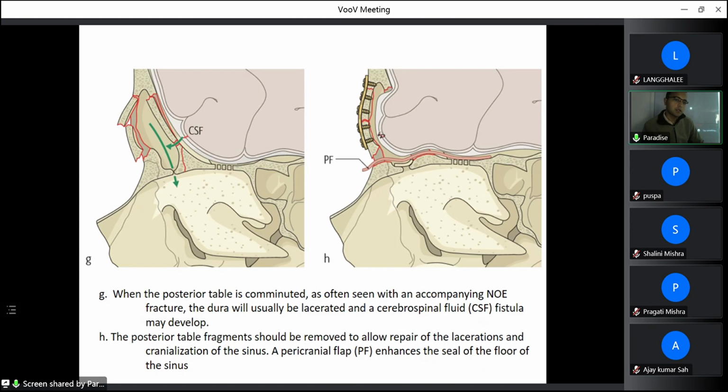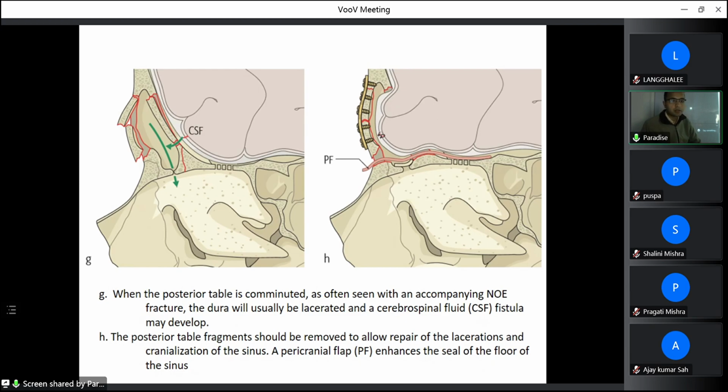The dura mater is adhered to the posterior table, so your dura mater will also tear. Whenever there is tearing of the dura mater, there will be CSF leakage. If the CSF leak is there, then you have to remove the posterior table. You have to seal the dura mater. You have to suture it, and control the CSF leak. Once it is controlled, you have to remove the posterior table and do fixation of the anterior table.